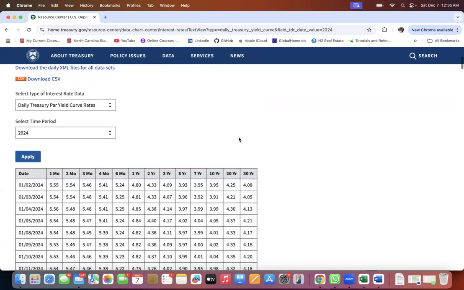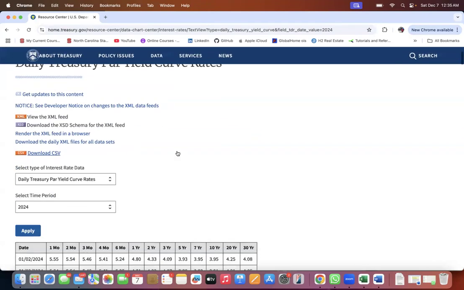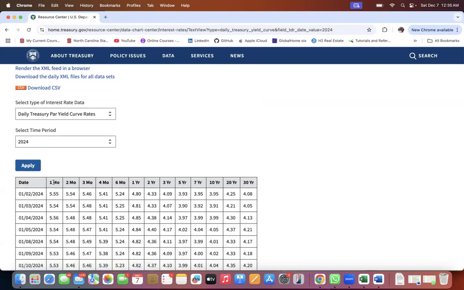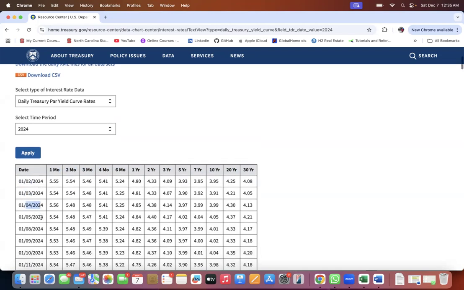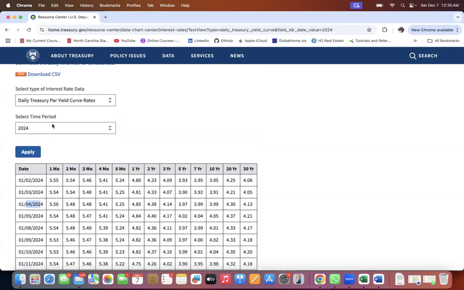What this basically means is the Treasury Department of the US tells what the interest rate is every day. If you see, this is the 1 month interest rate, this is the 2 month interest rate, this is the 3 month interest rate, and this is the 30-year interest rate. The US Treasury Department publishes the interest rate for different maturities, 1 month, 2 month, 3 month, for every day. So what we'll do is download the last 1 year of data.